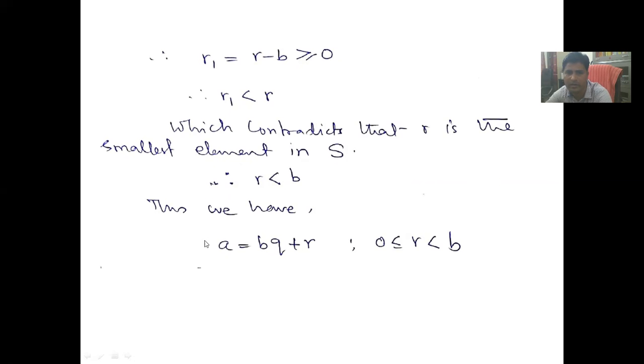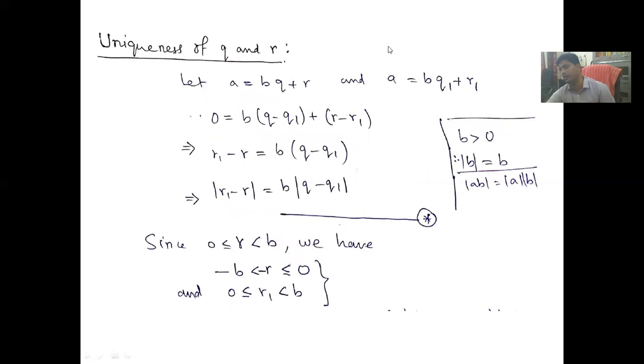So we have our complete proof: A equal to BQ plus R, where 0 less than or equal to R and R strictly less than B. Now we will have to prove uniqueness of Q and R. In this representation, Q and R are unique. It cannot happen that some other Q1 and some other R1 can be found that satisfy this. Okay, there is a unique Q and a unique R for this A and B.